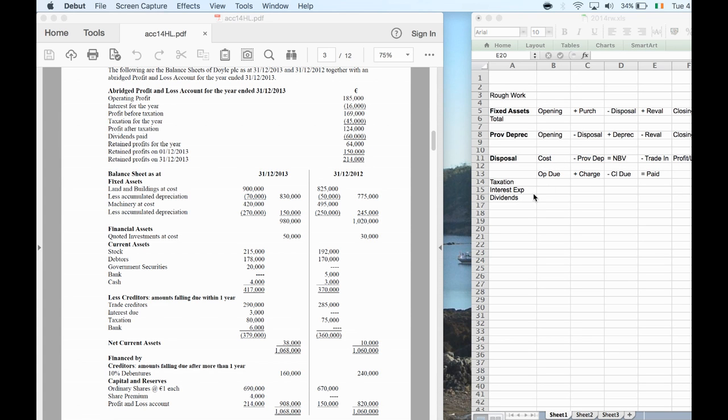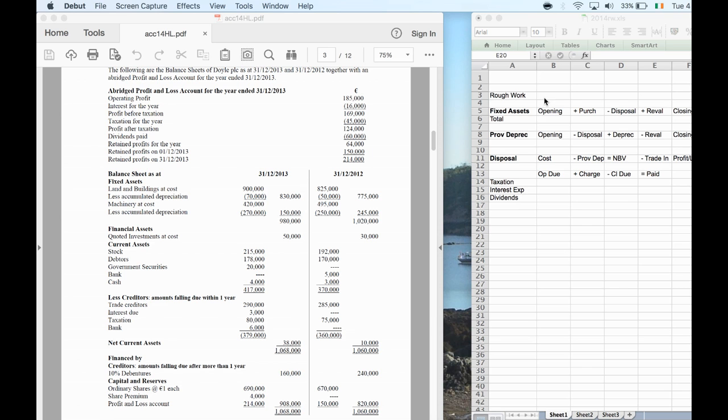The second part is I'm looking at my expenses, dividends, taxation. I might have maybe interest received. I will probably have interest expenses as well. I'm looking to explain how much money was actually paid for it, and I'll need to take into account what we're charged this year and how much we owed at the beginning and the end.